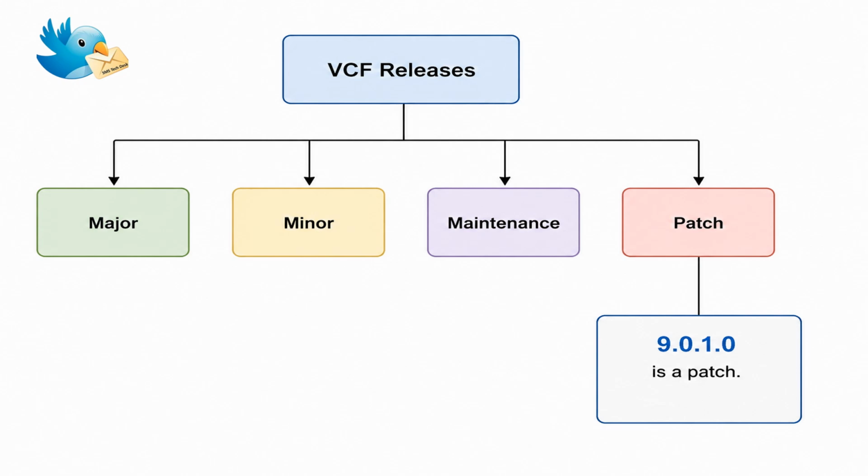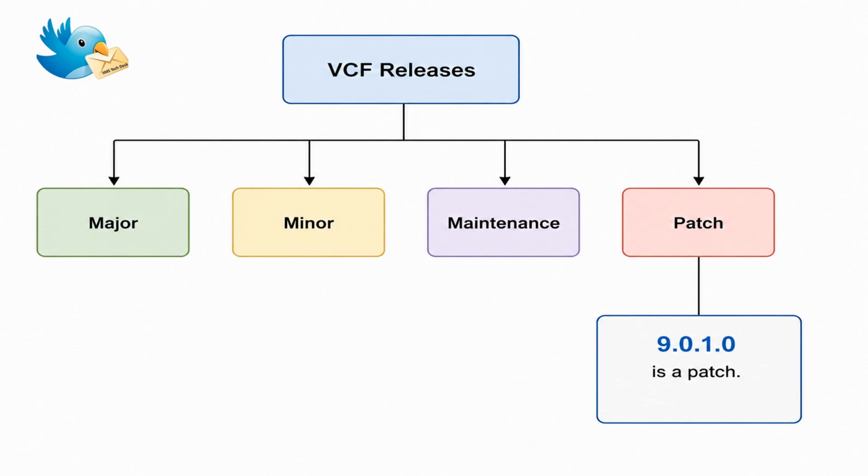Now, let us understand the VCF release model and versioning logic in detail because this is one of the most important concepts in VMware Cloud Foundation administration and lifecycle management. In the VMware Cloud Foundation ecosystem, every release follows a structured versioning hierarchy. The version format is generally represented as X, Y, Z, and P.